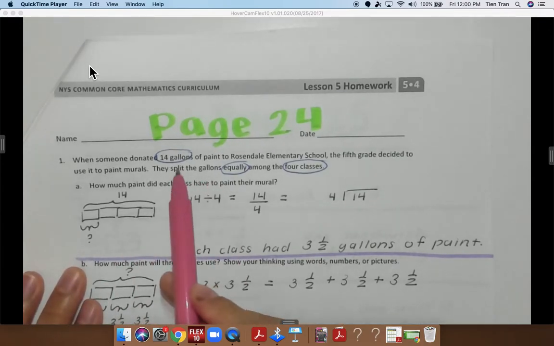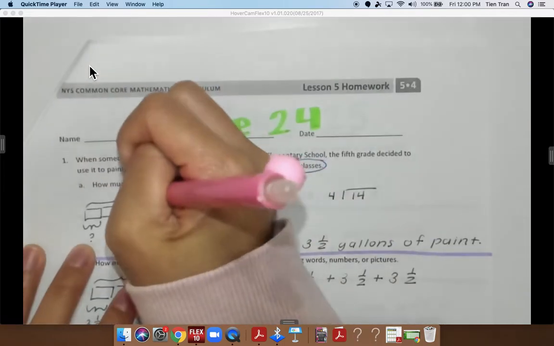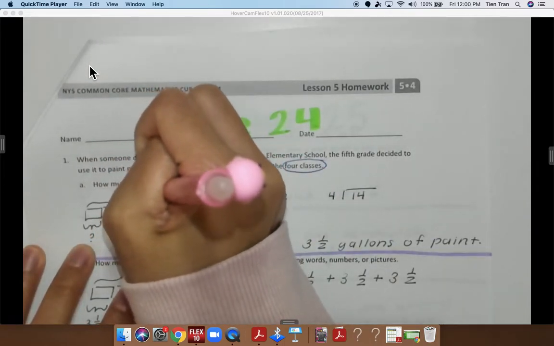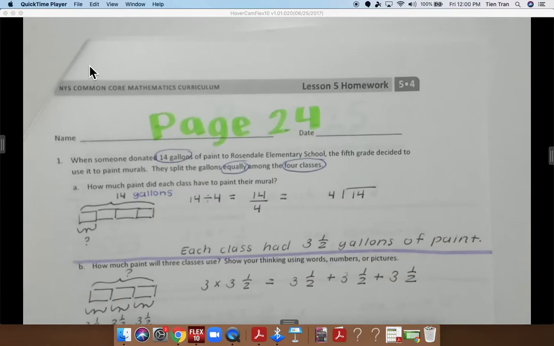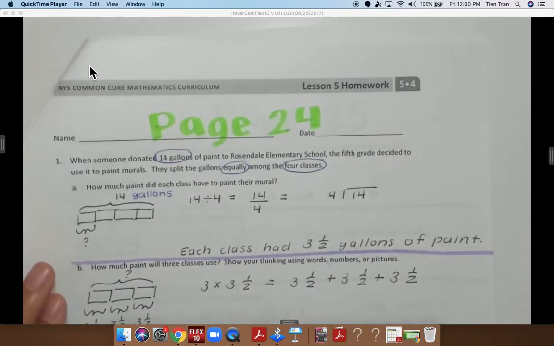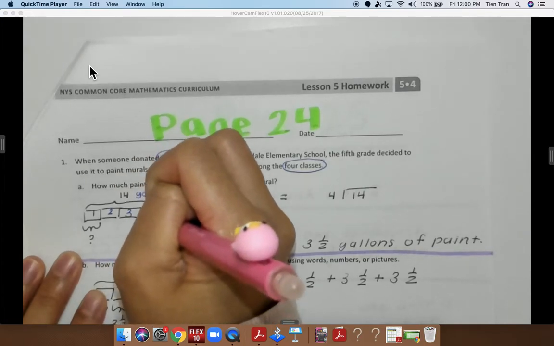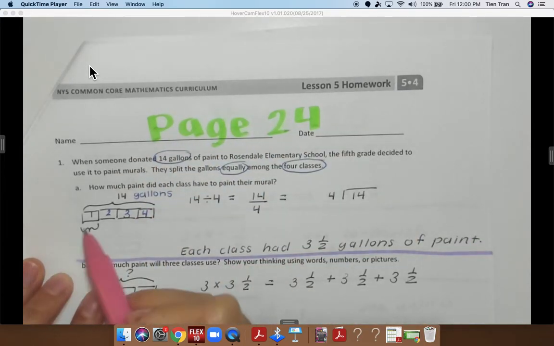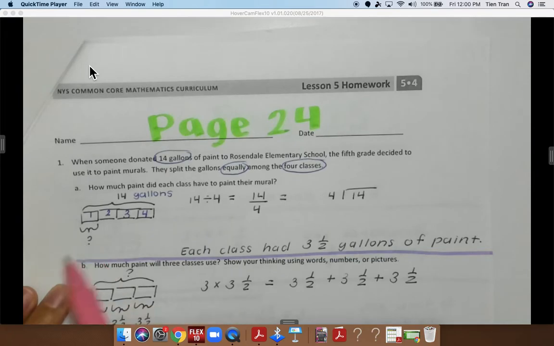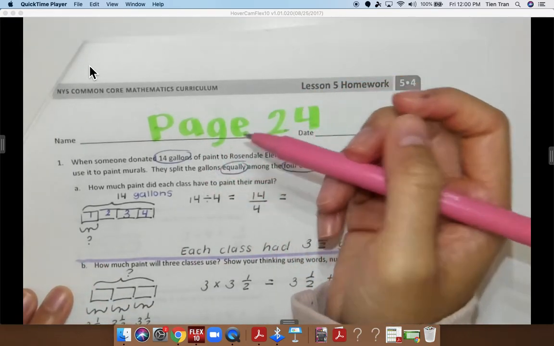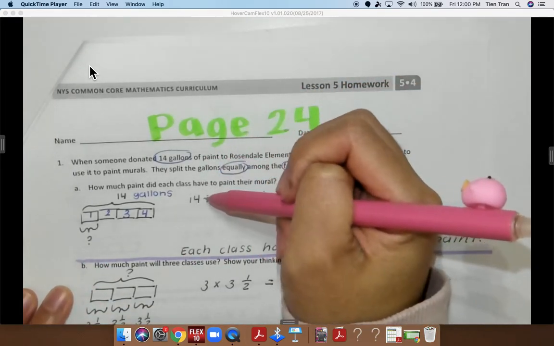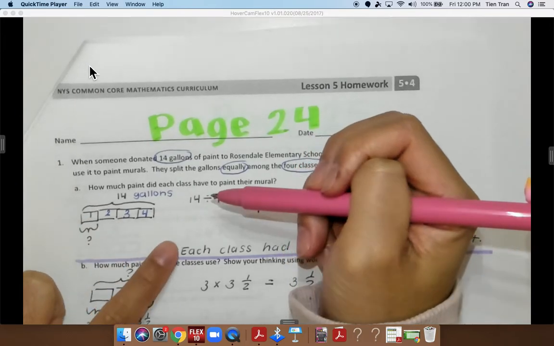So, looking here, we know that there are 14 gallons. So, I'm drawing a tape diagram so you guys can see that 14 gallons. And I wrote 1, 2, 3, 4 boxes. And we're trying to figure out how much is 1. So, in order to figure that out, I'm going to be dividing 14 divided by 4.